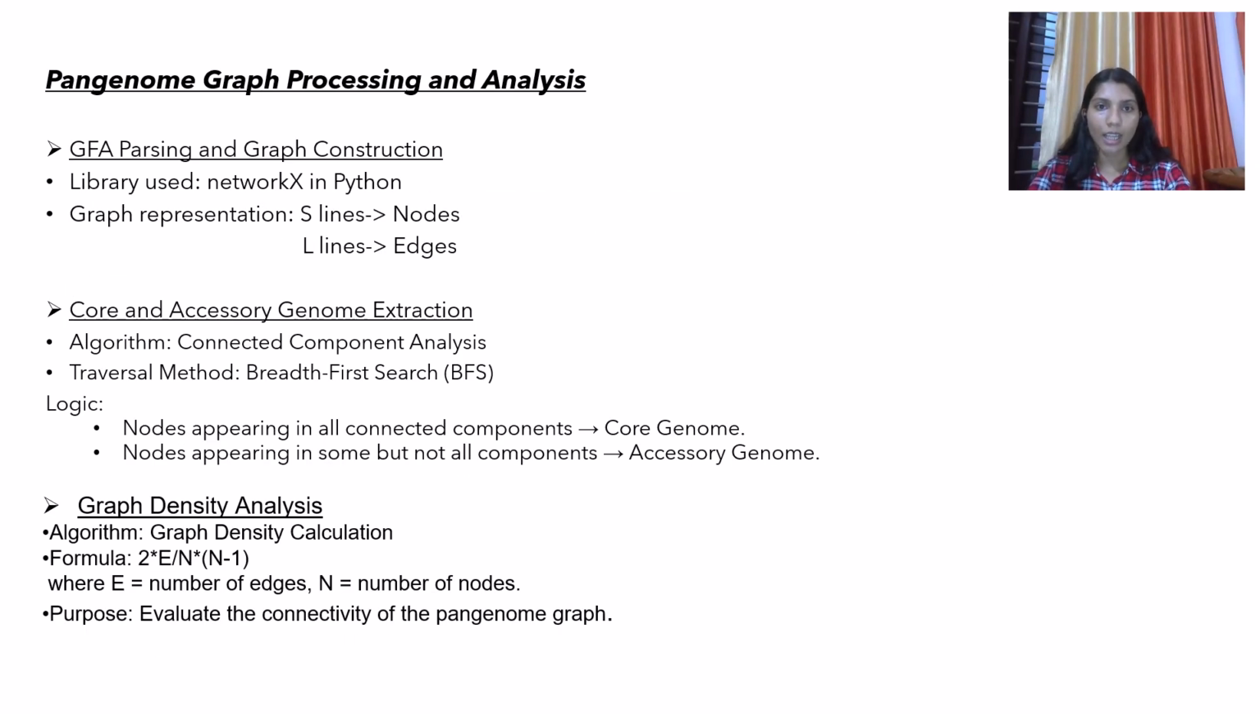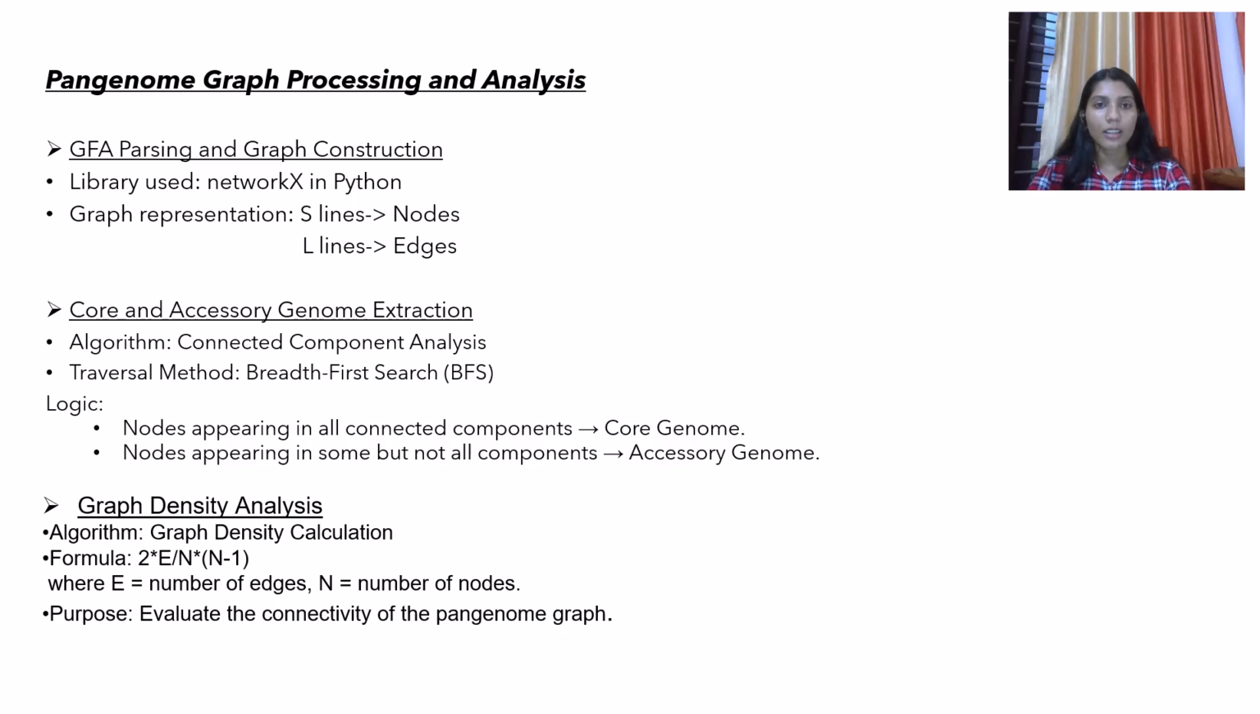Then to analyze the graph, I used Python, specifically the NetworkX library. S lines become the nodes and L lines become the edges here. And here I used BFS, that is the breadth-first search traversal algorithm, and connected component analysis in order to figure out which nodes appear across all genomes. Those were marked as core genes. Nodes that were only present in some genomes were identified as accessory genes.